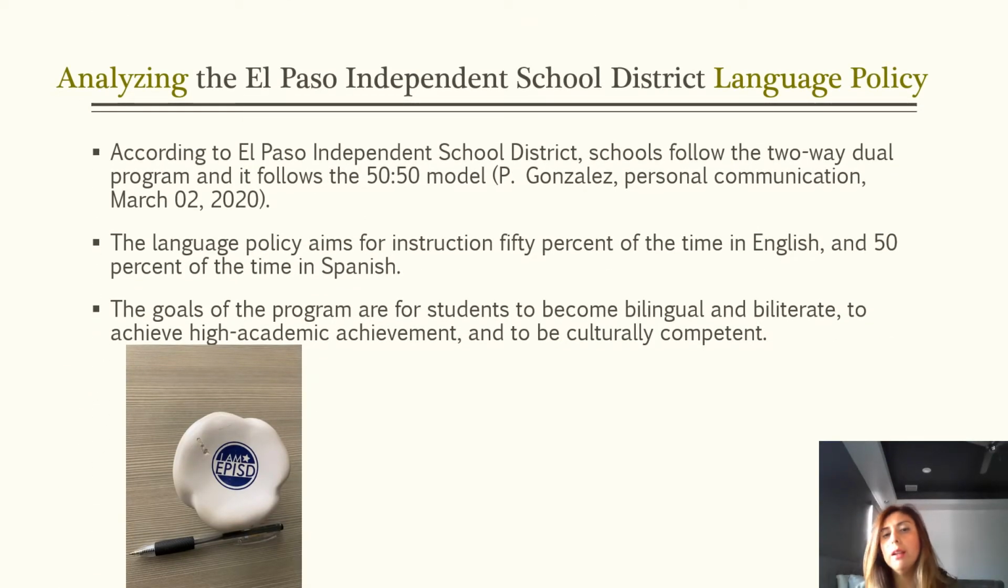In an effort to analyze the El Paso Independent School District policy, we contacted the district and we spoke to Pat Gonzalez from the El Paso Independent School District, who stated that the school follows the two-way dual language program and it's a 50-50 model. The language policy aims for instruction 50% of the time in English and 50% of the time in Spanish. The goals of the program are for the students to become bilingual and biliterate, to achieve higher academic achievement, and to be culturally competent.